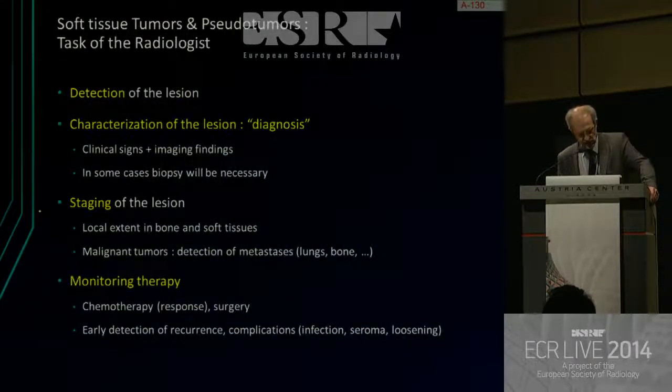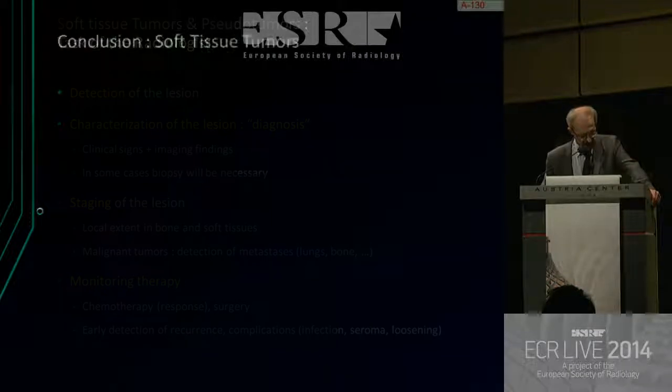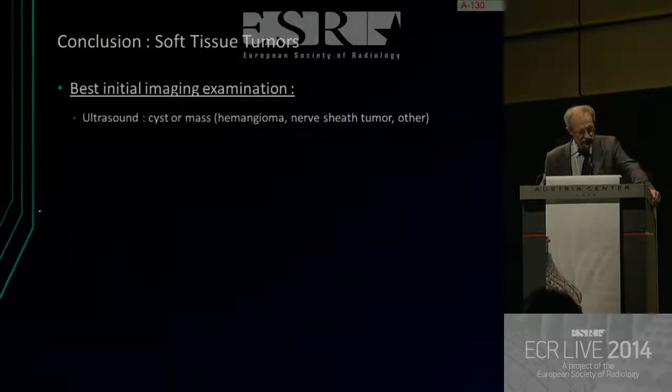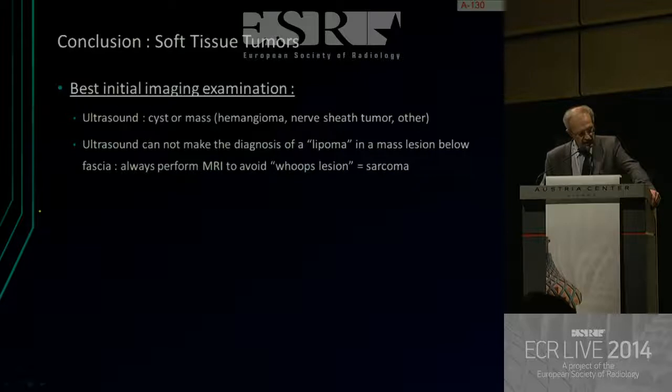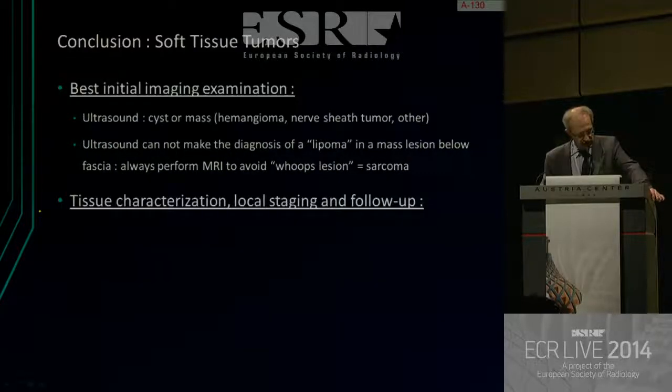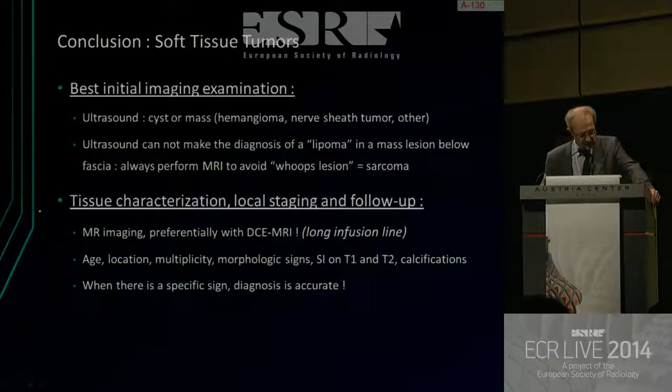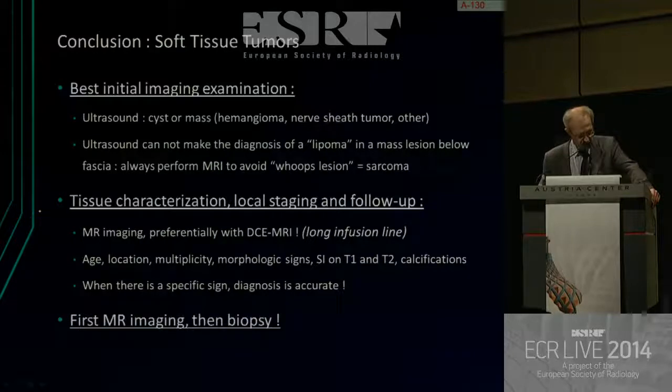So the task is done. We have seen detection, diagnosis, staging of the lesion. And in conclusion, for soft tissue tumors, the best initial imaging technique is ultrasound. You can differentiate cyst from a mass. You can make the diagnosis of a hemangioma, nerve sheath tumor. Be careful with lipoma, especially when there is a lesion below the fascia. And you should do the tissue characterization with MRI, looking at age, location, multiplicity, morphologic signs, signal intensity on T1 and T2, and calcifications. And when you have that specific sign, you can make the diagnosis.